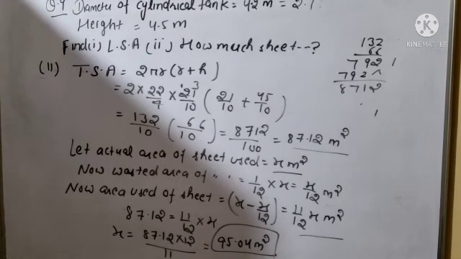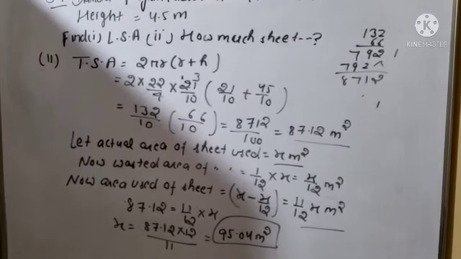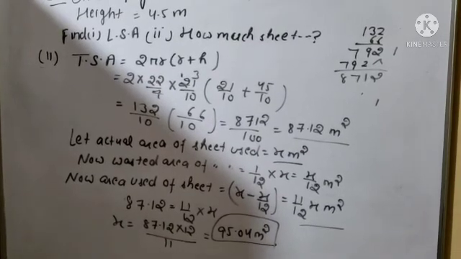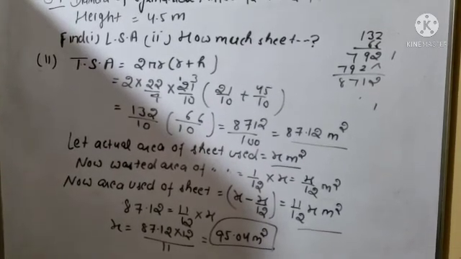And what is the total surface area? So this is 87.12 is equal to 11/12 into x. Find the value of x. So it will be 95.04 meter square. So this one will be the actual area. Is it clear? So this was your question number 9.